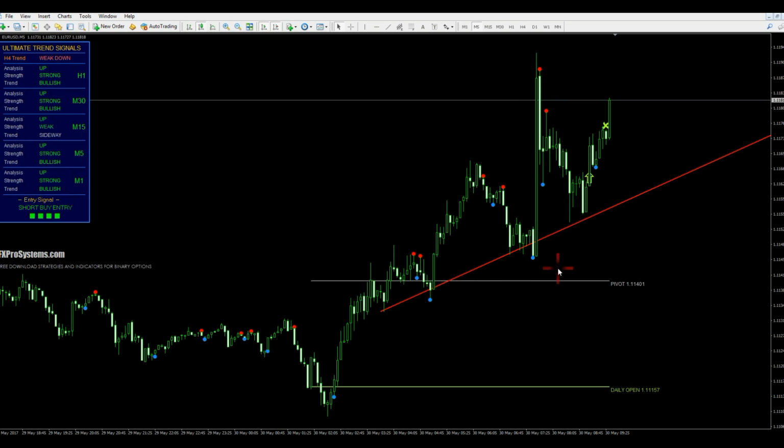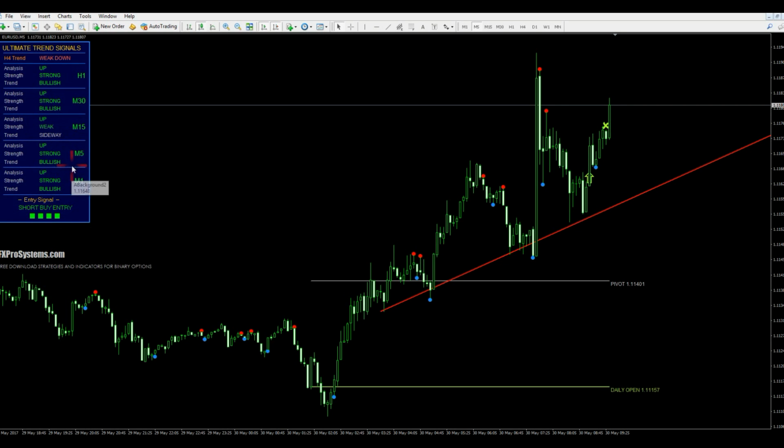We used a trend line. We saw strong bulls here. We saw we are above the pivot, above the daily open. We had good convergence. We see the signal at the time was bullish on multiple time frames. It was green all the way, so that was a very good confirmation.